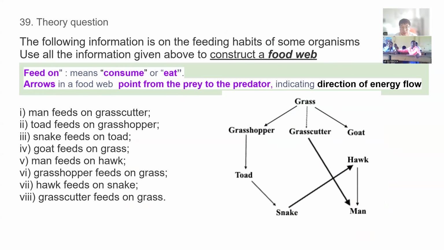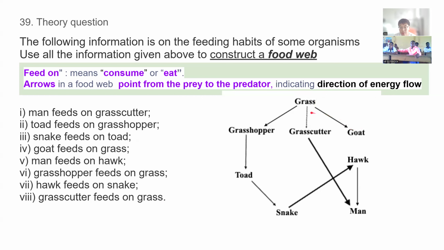But a theory question might ask you to construct a food web. You can construct a food web by using arrows. You notice that there are a lot of arrows in the food web, and this tells us which feeds on which, which consumes the other one. The arrow is usually pointing from the prey to the predator. You can think of it as the direction of energy flow.